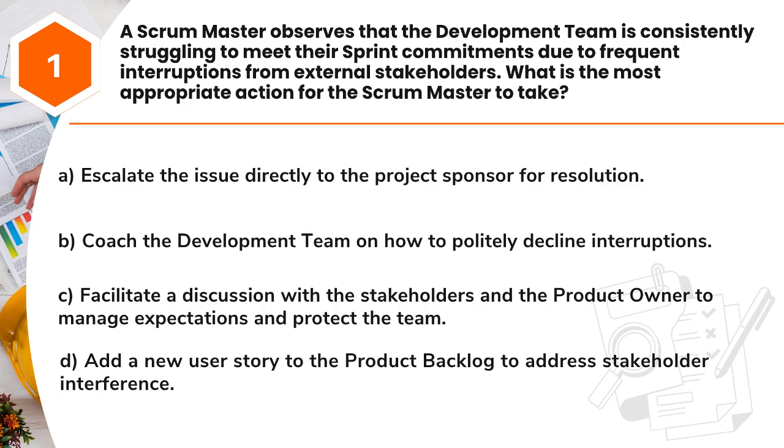Question 1. A Scrum Master observes that the development team is consistently struggling to meet their sprint commitments due to frequent interruptions from external stakeholders. What is the most appropriate action for the Scrum Master to take?